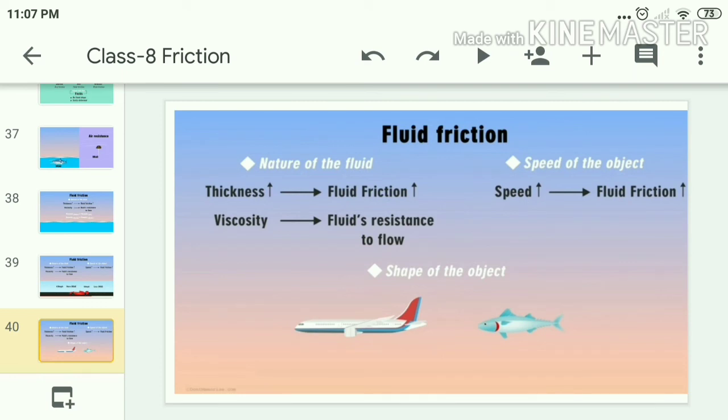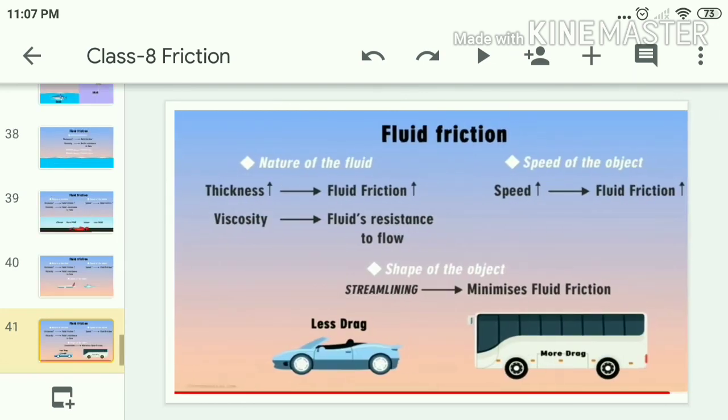Based on that, these objects which are moving in air and water are designed in such a manner that they have a streamlined shape. For example, a car will experience less friction than a bus. Why? If you observe the shape of the car, it is a streamlined shape, thereby it offers less friction. Whereas a bus is not streamlined, it is a rectangular shape. So it will experience more friction. So these are the factors on which the fluid friction depends: nature of the fluid, speed of the object and shape of the object.